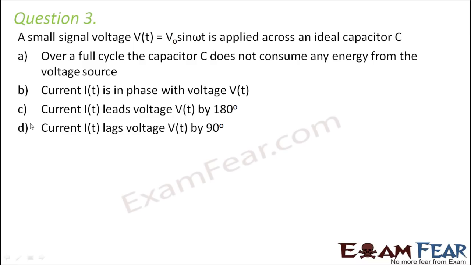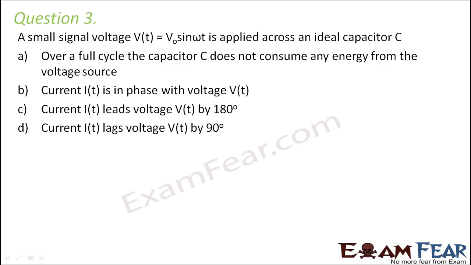Question number 3. A small signal voltage Vt is equal to V0 sine omega t is applied across an ideal capacitor C. So now you have 4 options. Option A, over a full cycle the capacitor does not consume any energy from the voltage source. Option B, current is in phase with voltage. Option C, current leads voltage by 180 degree. And option D, current lags voltage by 90 degree.